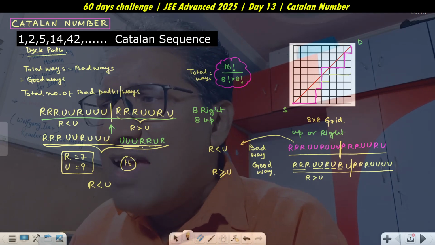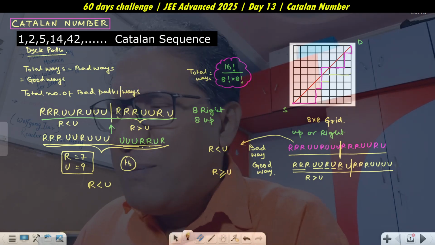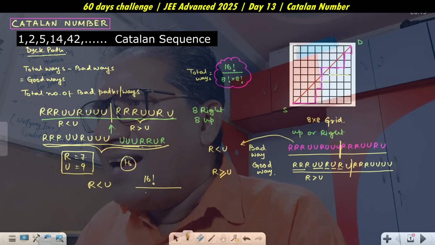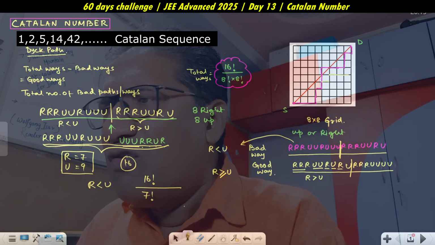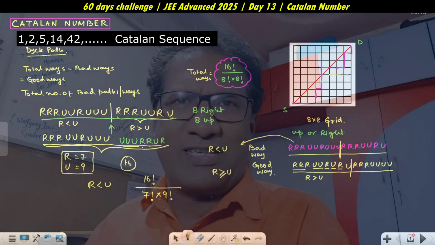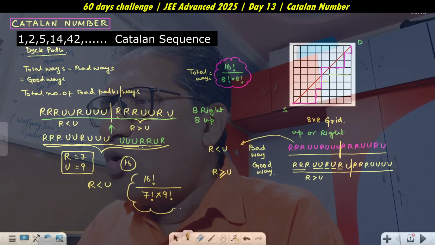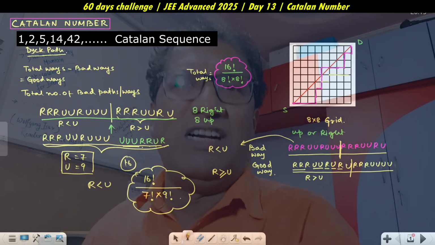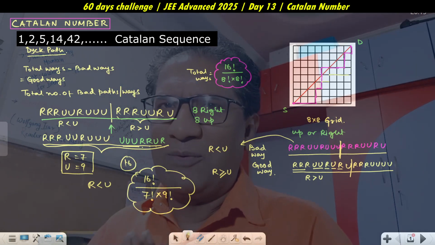So the total number of bad ways will be, total movement is 16, that's okay, but there are 7 right movements and 9 up movements. So this is the total number of bad paths he has traveled. Are you getting the point or not?